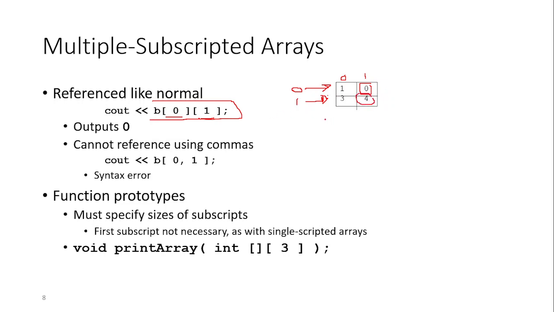Actually, you cannot reference individual elements like this. You cannot specify the indexes for row and column within one pair of square brackets, separated just by a comma. This would be an error. You cannot do something like this.